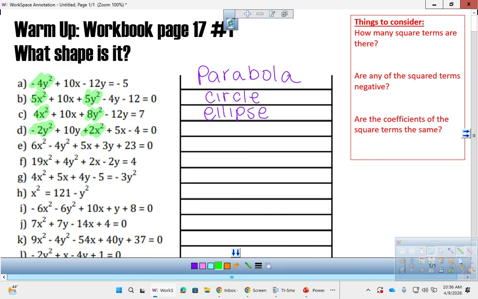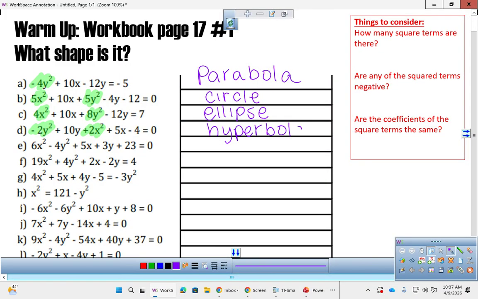Two squared terms. This one's kind of tricky though, because they have the same coefficient, which might make you think it's a circle, but it's actually a hyperbola. Because of that subtraction there, instead of making the graph come together like a circle, it's going to make it repel like a hyperbola. So this one is a hyperbola. Kind of tricky for that one.